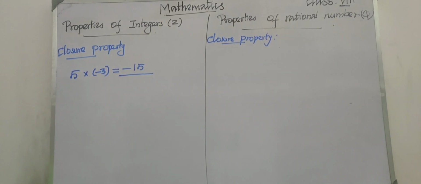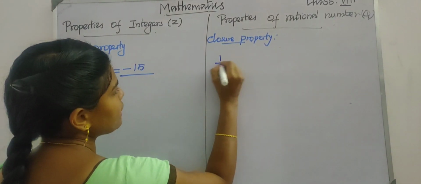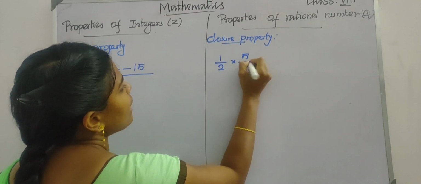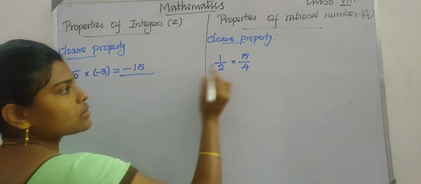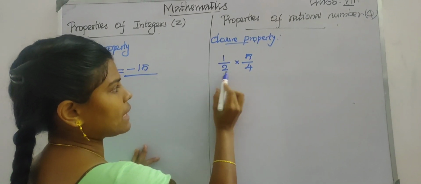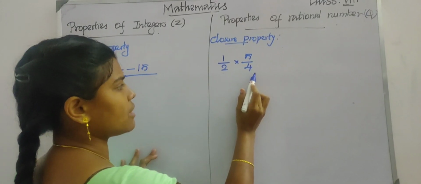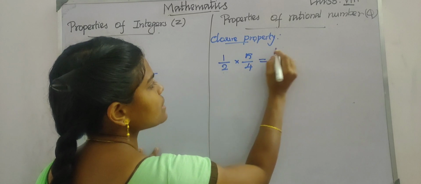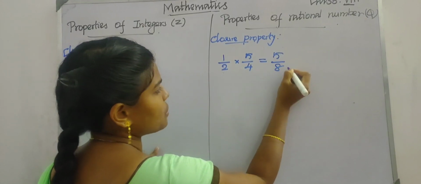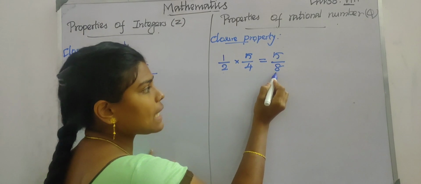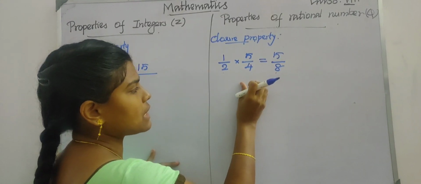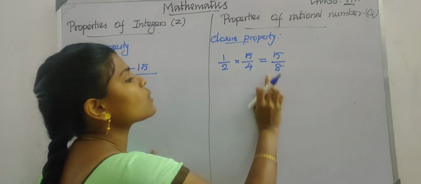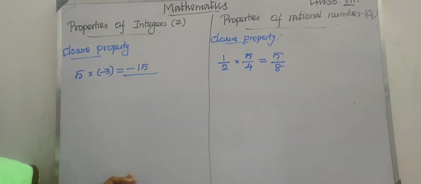Children, in rational numbers, if I have 1 upon 2 into 5 upon 4. 1 upon 2 is in the form of p by q, it is a rational number, right? 5 upon 4 is also a rational number. While multiplying two rational numbers, what will you get? 1 times 5 is 5 and 2 fours are 8. So we got 5 upon 8, also a rational number. While multiplying two rational numbers, if we get the product as a rational number, we can say the multiplication of rational numbers is closed. So it holds closure property. Children, is it clear?